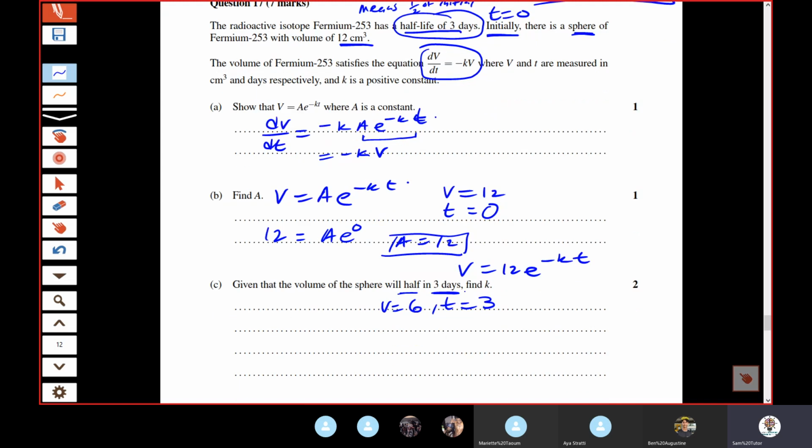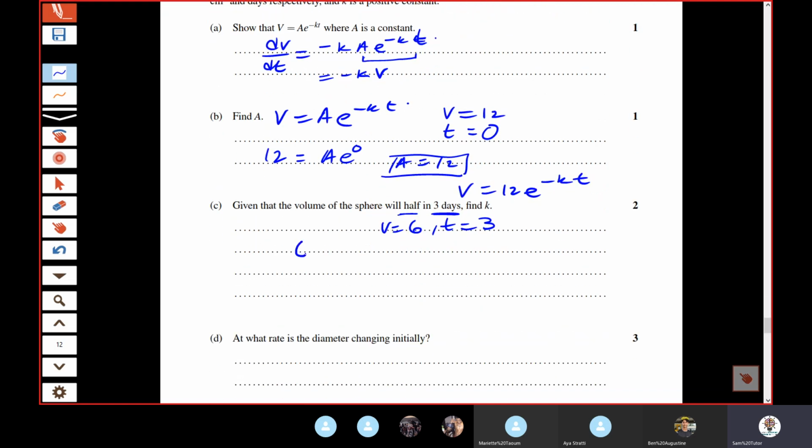Okay, but anyways, they broke it down even more. Given that the volume of the sphere will halve in 3 days, find k. So when V is equal to 6, t equals 3. 6 on 12 is equal to a half. Log both sides. And then divide by negative 3. Whatever that gives you. Any questions? Cool. All right, and then last one.